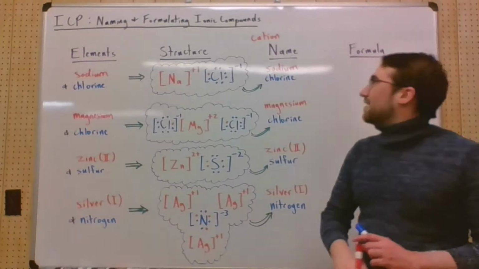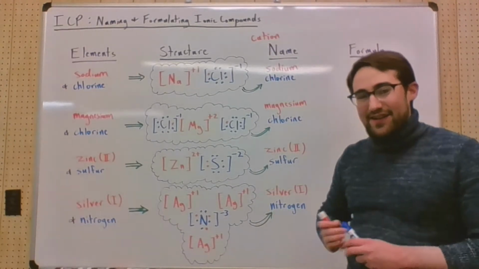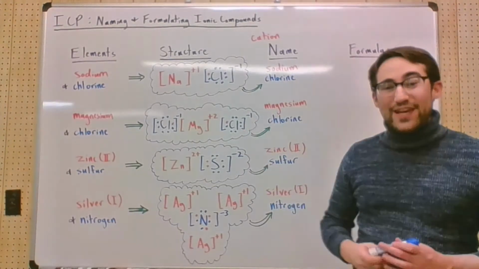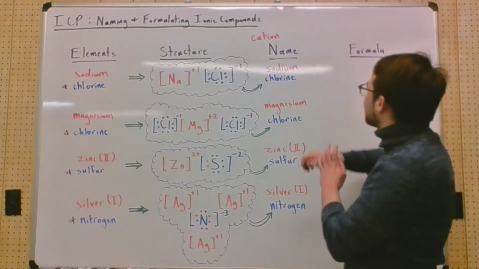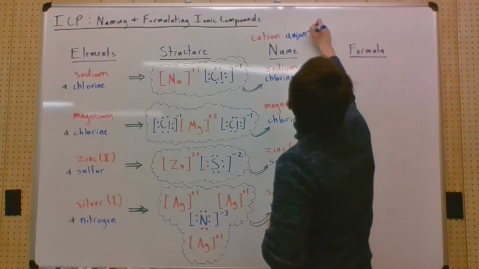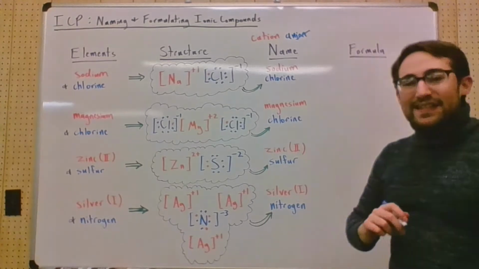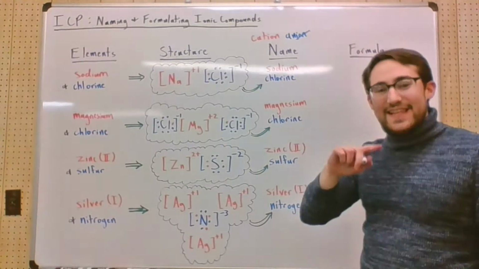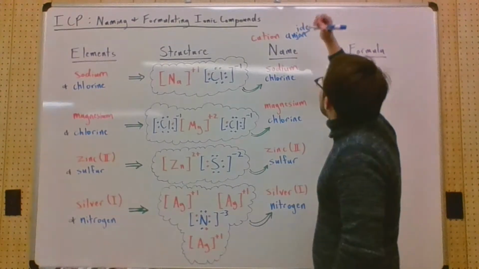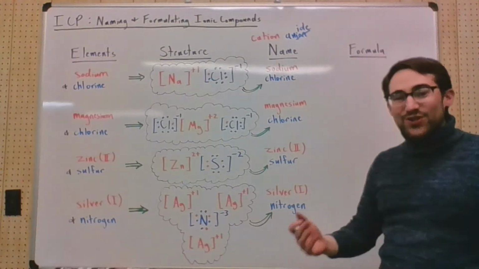But then the anion, the negatively charged guy, is going to have the ending chopped off and replaced with something else. The ending instead is going to be IDE, instead of the usual ending.